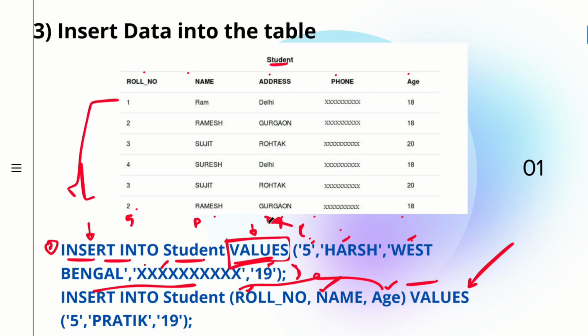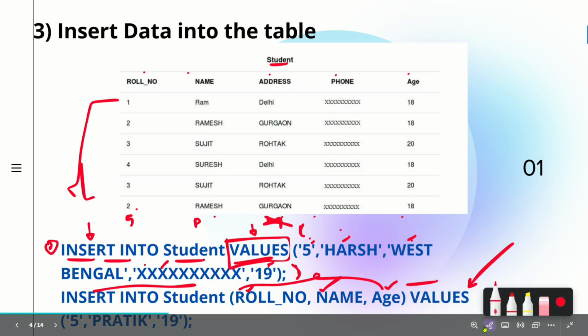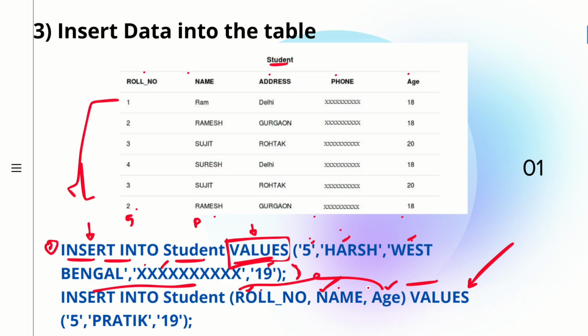This is wrong, right? 19 is not your address, 19 is your age. For that reason you have to specify properly what are the columns where you're inserting the values. So the 5 corresponds to your roll number, the Pratik you're giving corresponds to name, and 19, that is your third argument, will get saved in the age column. So this is how you can insert only specific column data.